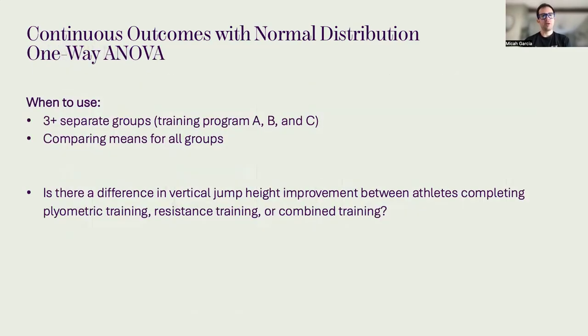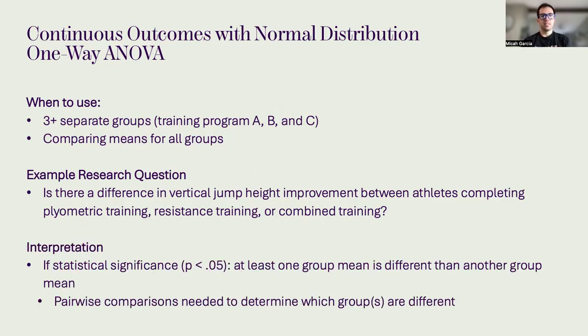Our next test is a one-way ANOVA, and this is used when we have 3 or more separate groups. So it could be having a training program with Group A, Group B, and Group C, which are each different training programs. And here you're comparing the means for all the groups against each other. The example research question is, is there a difference in vertical jump height improvement between athletes completing plyometric, resistance, or combined training? So we've got our 3 different groups. We have the plyometric group, the resistance group, and the combined group. And then we're going to compare the mean of their change in jump height after these training programs.